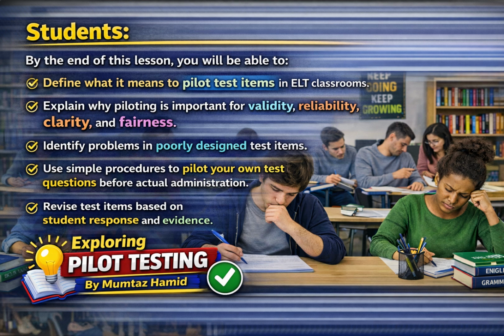Students, by the end of this lesson, you will be able to: 1. Define what it means to pilot test items in ELT classrooms. 2. Explain why piloting is important for validity, reliability, clarity, and fairness. 3. Identify problems in poorly designed test items. 4. Use simple procedures to pilot your own test questions before actual administration. 5. Revise test items based on student response and evidence.